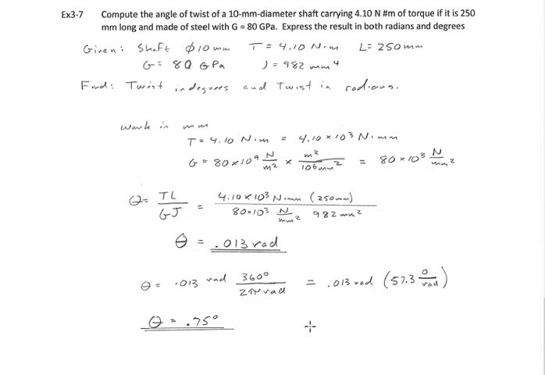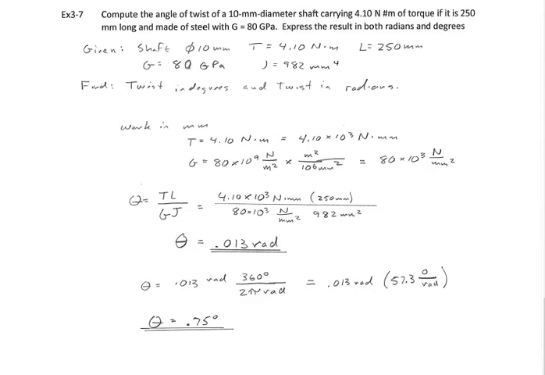Now, how do we convert radians into degrees? We have an identity factor here where 360 degrees equals 2 pi radians. So 2 pi radians is the circumference of a circle, and 360 degrees is also the circumference of a circle. So we're going to take our radians times 360 degrees divided by 2 pi radians, and then we get 0.75 degrees. Okay, that's the problem solution.